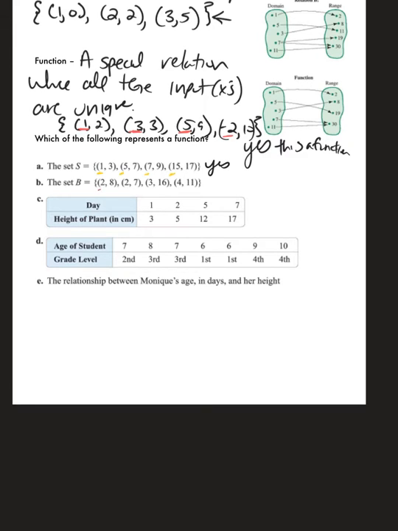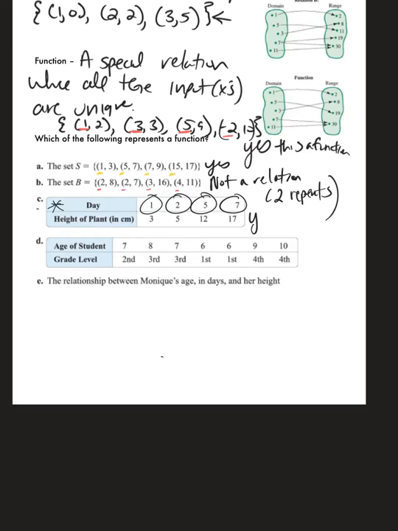For B, again, I'm going to look at all the x values. Notice that 2 repeats. I have 2 twice, so this is not a function. And I'll even write on here that the number 2 repeats. C, my inputs this time are going to be expressed on the top row. And so 1, 2, 5, 7, those are all unique. So we're going to say, yes, this is a function.